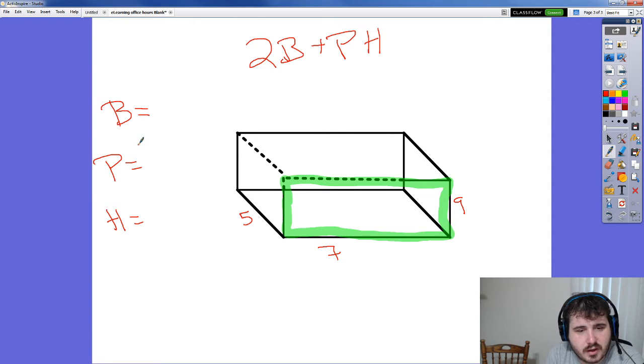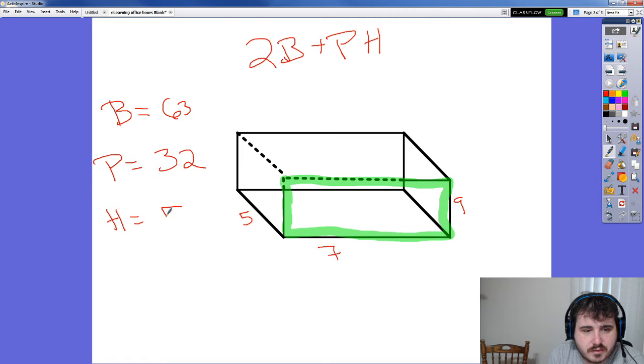And then you say, all right, well, area of the base. Well, it's a rectangle, so length times width, 7 times 9, 63. Perimeter, add up all four sides. 9 and 9 and 7 and 7. 14 and 18 is 32. Height, well, what's the one I haven't used yet? It's this guy, right? 5. That's the only thing I haven't used yet.